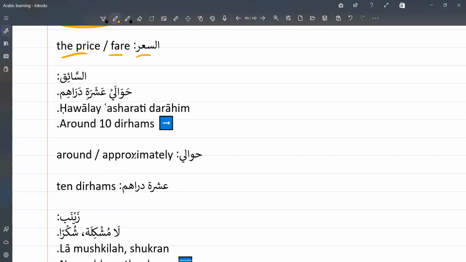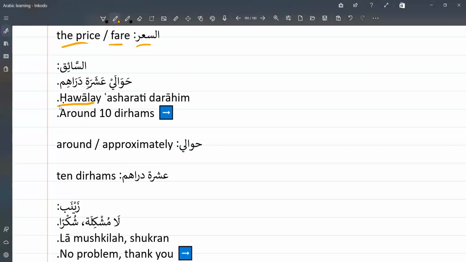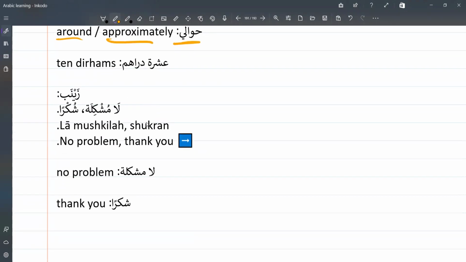So then the Shaikh says hawalay. It's not hawale, it's hawalay. Hawalay asharati darahim. Now hawalay is used for saying around or approximately. Asharati, we have done this word, means 10, and darahim means dirhams. So he says hawalay asharati darahim, meaning around 10 dirhams. Zainab then says, La mushkila, meaning no problem. Mushkila means problem. La mushkila shukran, meaning no problem, thank you.